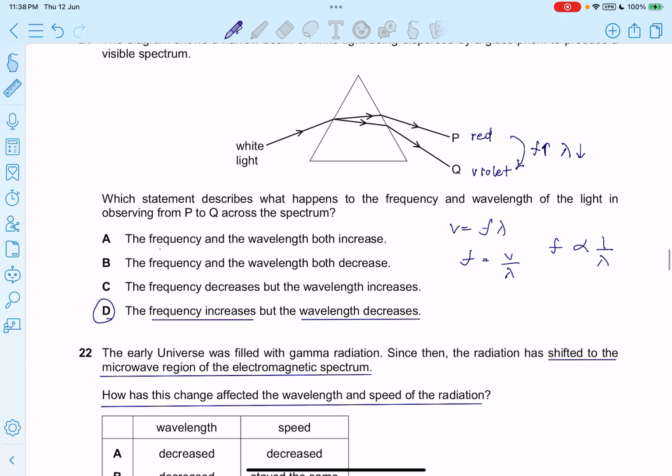It is wrong because if they both increase, then the speed will change, so that does not happen. Same as well for B. C, the frequency decreases but the wavelength increases. It's going from violet to red. So C is correct, but it does not describe what happens when it's going from P to Q or red to violet. So C is wrong because it's in reverse.